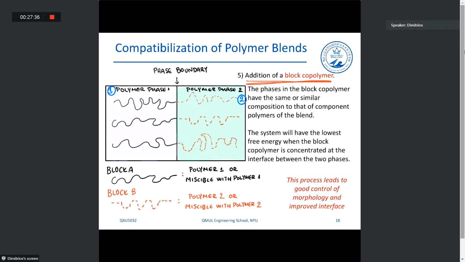So how do we make them operate more friendly towards each other? By adding a block copolymer. This block copolymer has to have blocks that are similar in composition to that of the component polymers of the blend. So if we have this block copolymer where the block A is a friend with polymer, thermodynamically friend, I mean, so they are from the same family of materials, okay, so they keep the Gibbs free energy at a minimum.